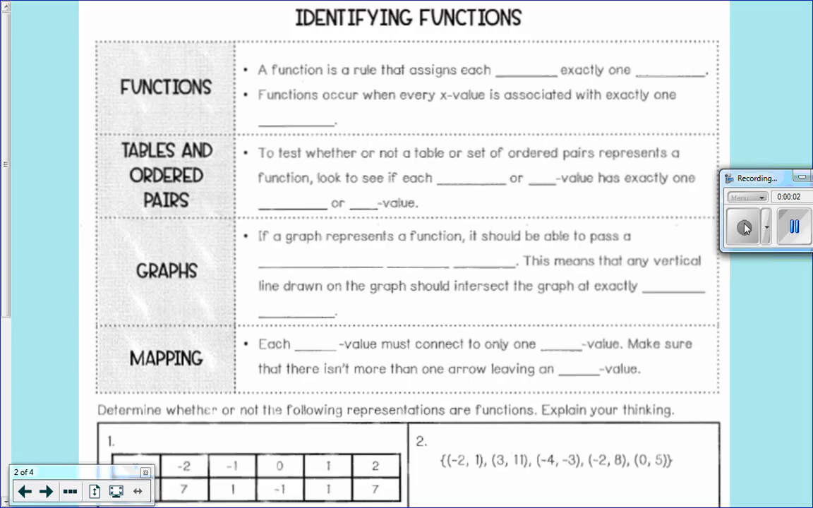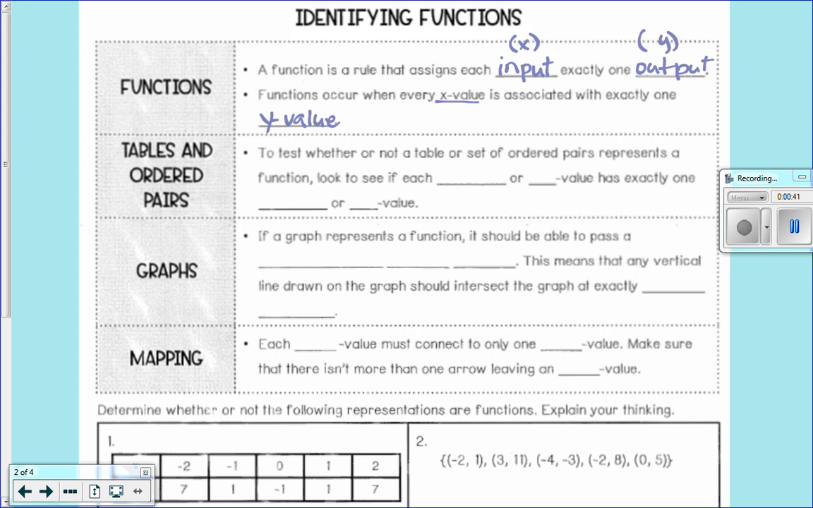Alright, so we're going to identify functions today. What is a function, what is not a function? So, a function is a rule that assigns each input to exactly one output. Functions occur when every x value is associated with exactly one y value. They are saying the exact same thing. So your input is your x value, your output is your y value.